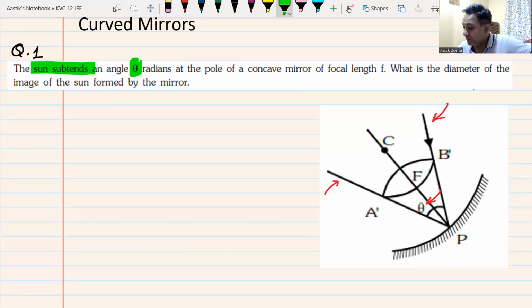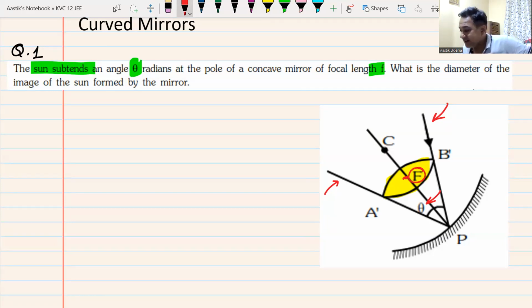The focal length of the mirror is given as f. The first thing that should come to your mind is, where is the image going to be formed? Where is the image of the sun going to be formed? Where is the sun? The sun is very far. Far means infinity, yes or no? On the focus, sir. So where is the image going to be formed? At the focus. It is going to be formed at the focus.